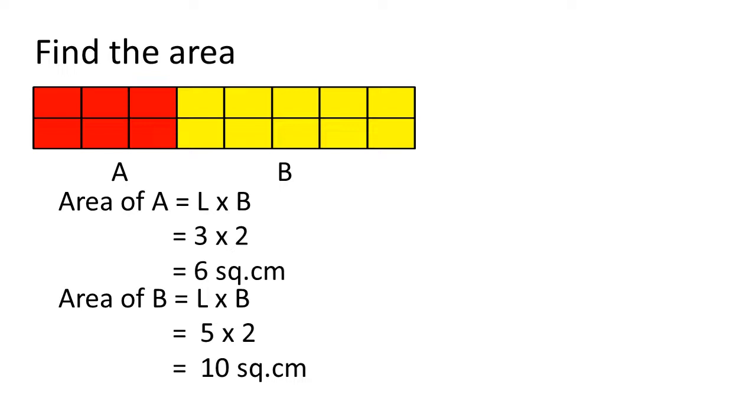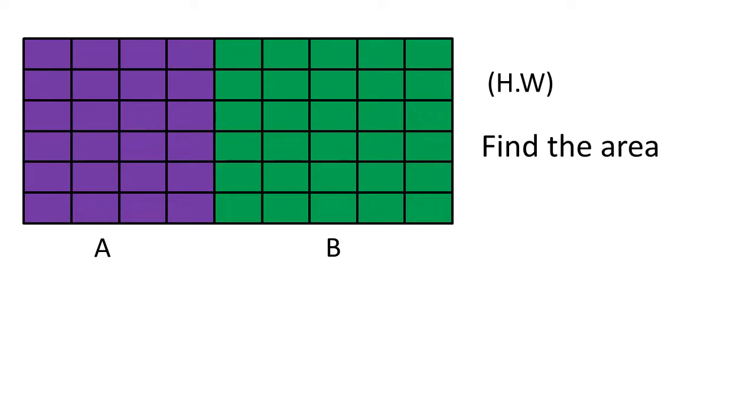Okay, let us see next. Now in this slide, this is a big rectangle, and again this big rectangle is divided into two rectangles. So again we are asked to find the area of these two rectangles. So children, I hope you can do this as homework. Just simply count the squares, you will get the length and breadth, and then you can easily find out the area of both the rectangles.